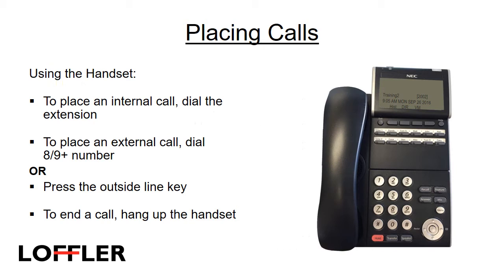To place a call using your handset, pick up your handset and dial the extension. To place an external call, dial the trunk access code 8 or 9, and then the number, or press the programmed button or outside line key. To end a call, hang up the handset.